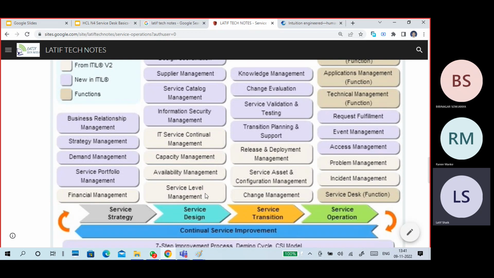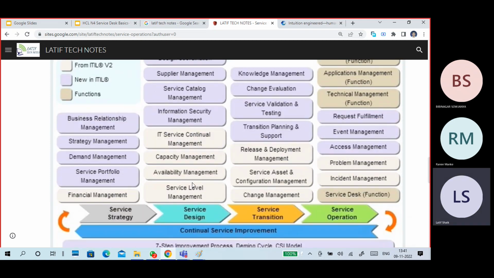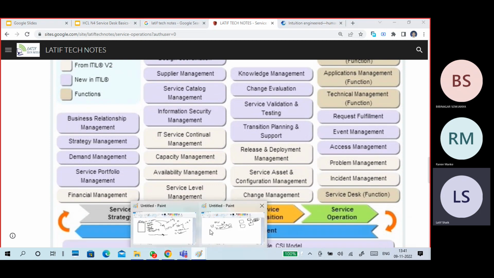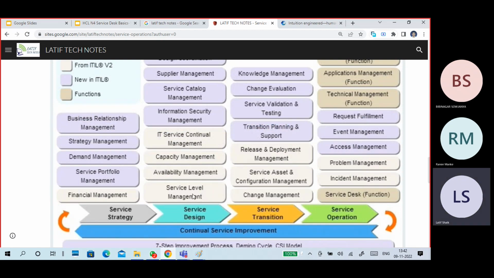Next one is service design, which is based on the designing of services, whether it's a new service or an old service. It includes service level management, availability management, capacity management, and IT continuity management. So what is service level management? Make sure that when you are providing a service, your service is reaching the customer or not. That is service level management.